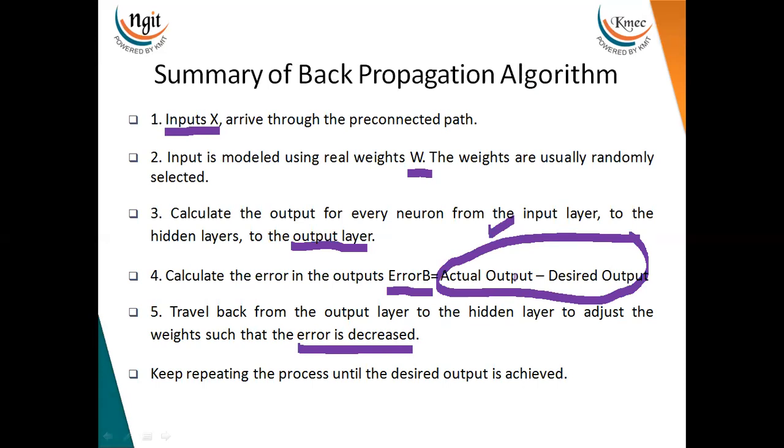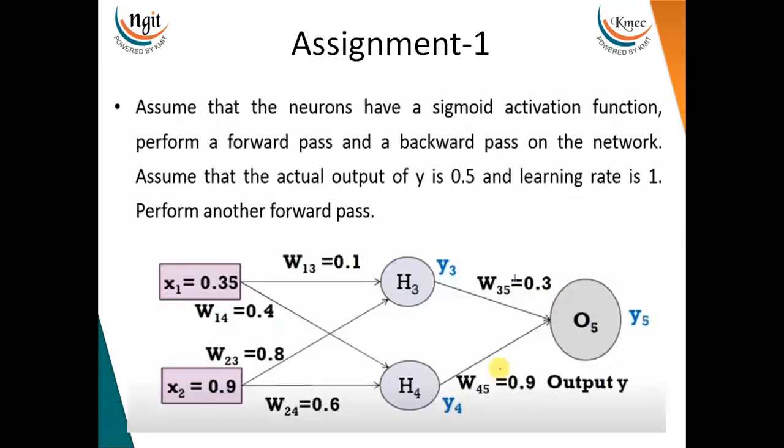Okay. So I would like to give you one example which you can solve as an assignment. Now you can see here the same network that we have seen just now. Instead of 3 inputs, we have only 2 inputs here, then 2 hidden nodes and 1 output layer. The inputs are given to you, weights are given to you. And here, what is my actual output? 0.5. In the explained example, it was 1. Learning rate I have taken as 0.9, but here it is 1.